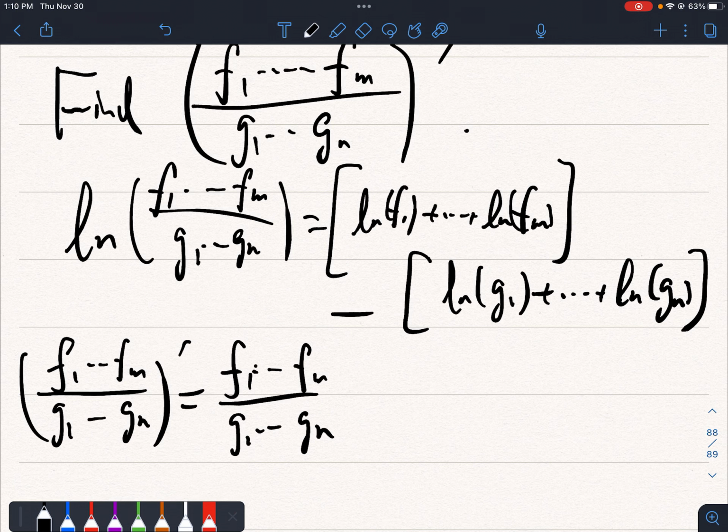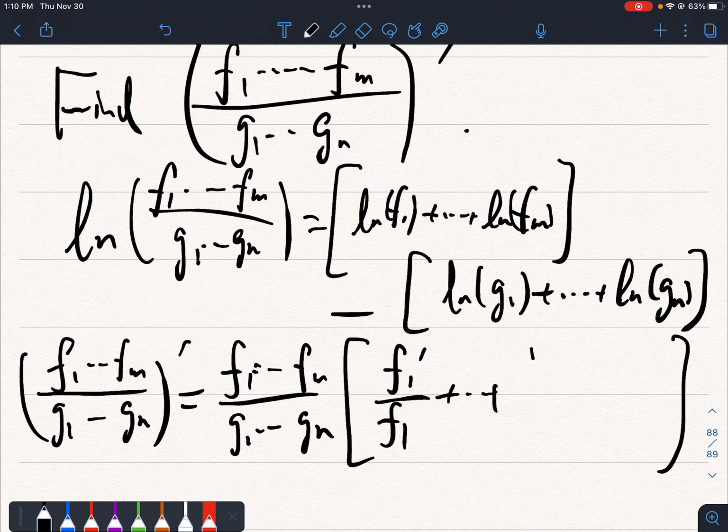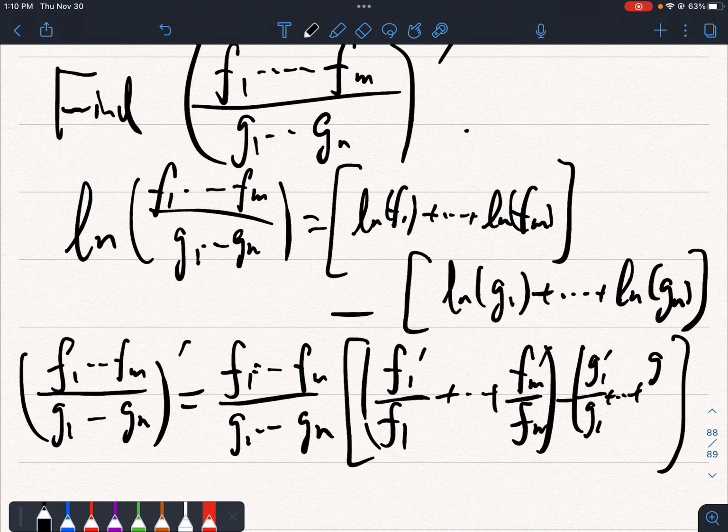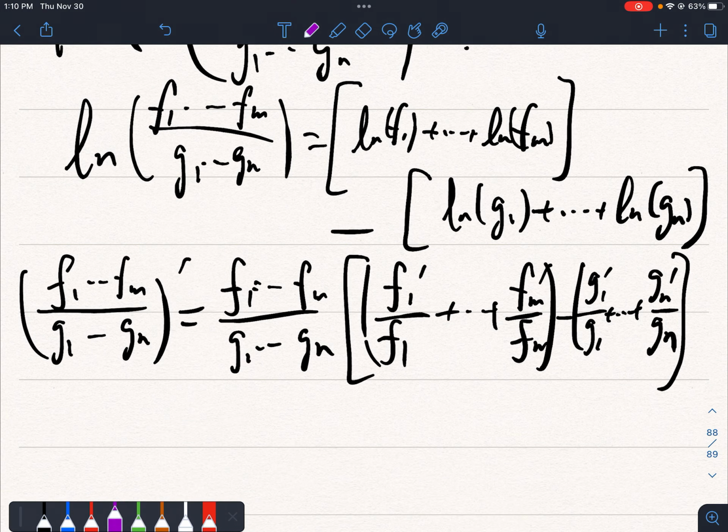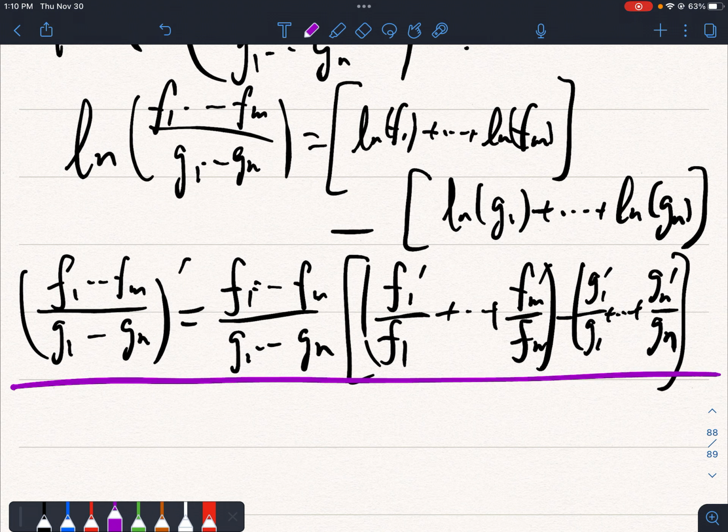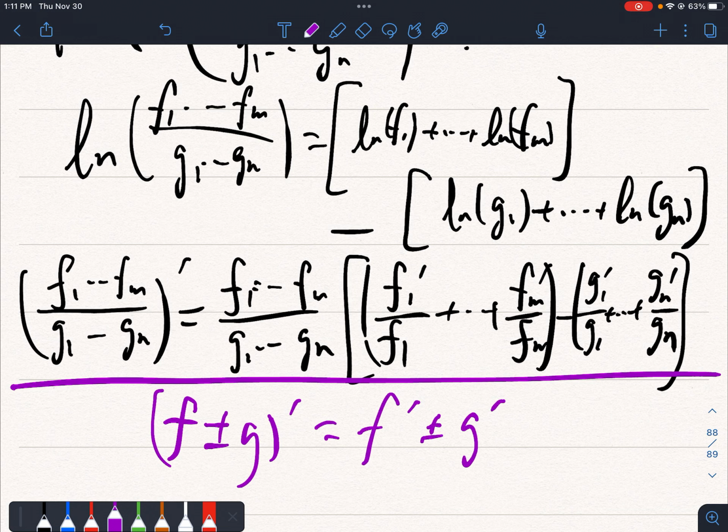Then on the left we get this derivative divided by that, and then we can just move it to the right, just to simplify the calculation. So this is going to be equal to f1 all the way to fm divided by g1 all the way to gn, multiplied by f1 prime over f1 plus all the way up to fm prime over fm, and then this entire thing minus g1 prime over g1 all the way up to gn prime over gn. So this is the final version of the product or quotient rule. Okay, so you can use it to find whatever you want, if it's in terms of product or quotient.